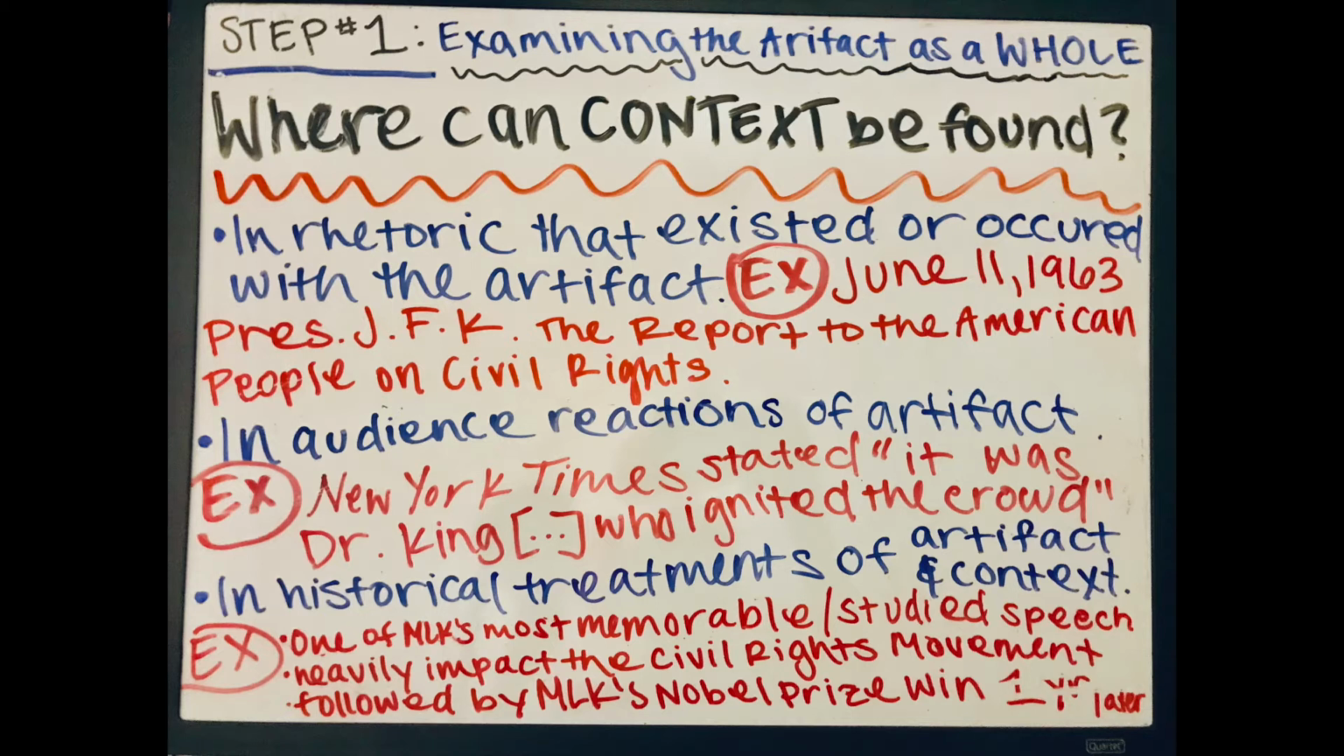Also, context can be found in the historical treatments of an artifact. This means, how has history treated and viewed this artifact throughout time? Well, we all know that MLK's I Have a Dream speech is one of his most memorable and studied speeches. It heavily impacted the civil rights movement. And 1 year later, MLK won a Nobel Prize for his civil rights leadership.